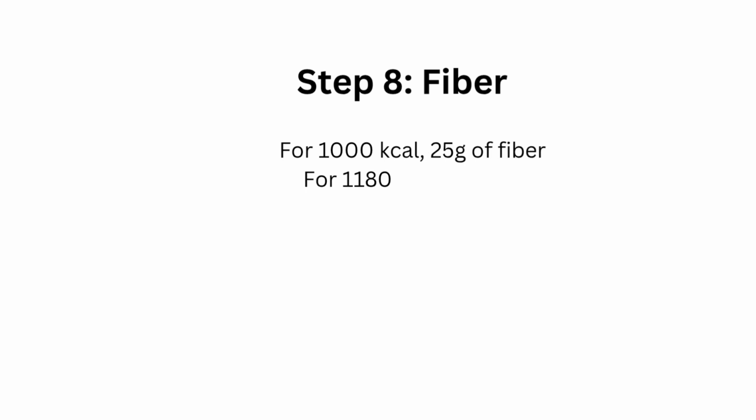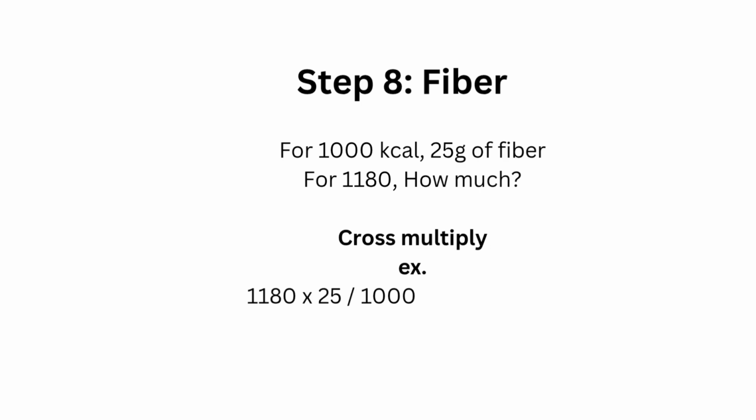Next, to calculate dietary fiber requirement, we use the standard reference. 25 grams of fiber is recommended for 1000 kilocalories. So we apply cross multiplication to match our patient's total calories. 25 grams divided by 1000 kilocalories is equal to X grams divided by 1180 kilocalories. Cross multiplying, we get 29.5 grams of fiber. This gives us the fiber requirement for an 1180 kilocalorie diet.